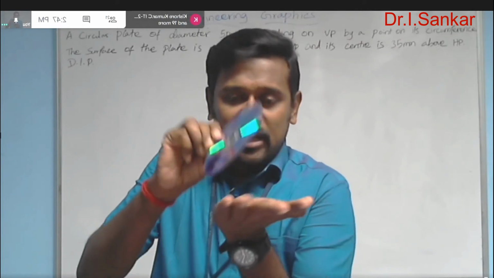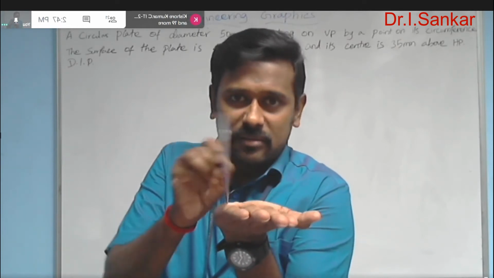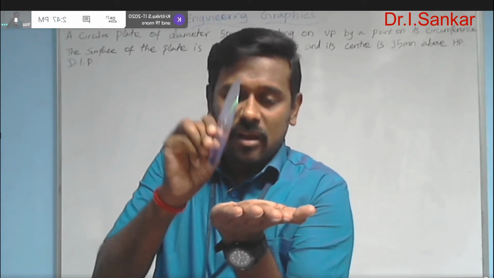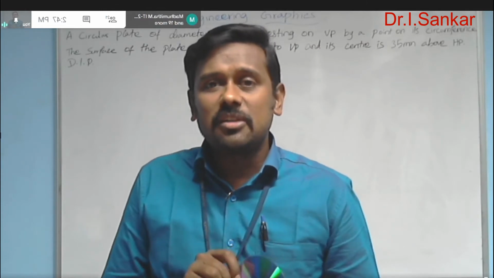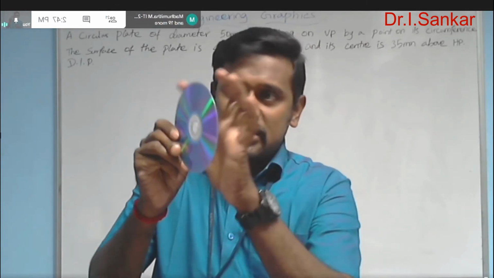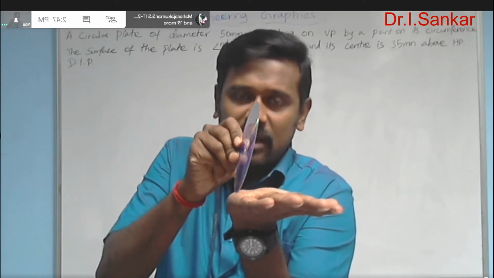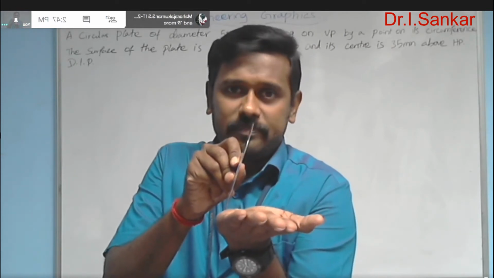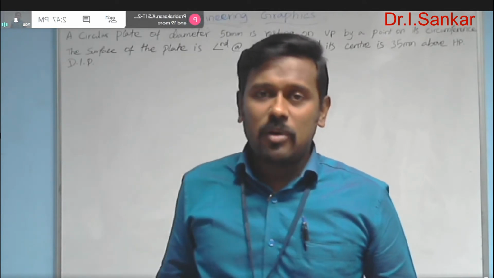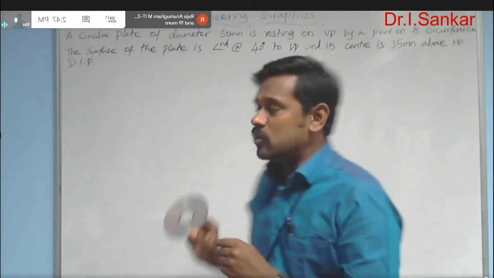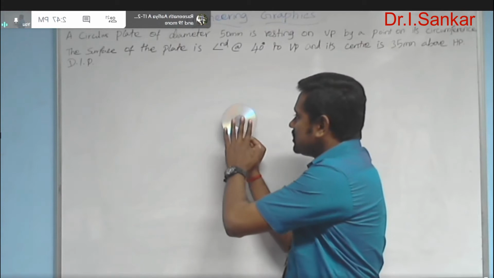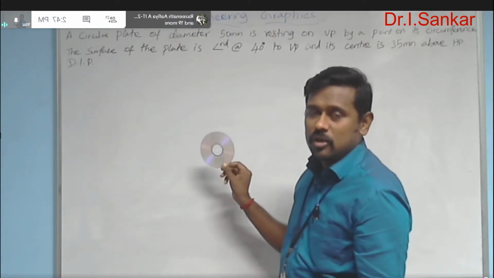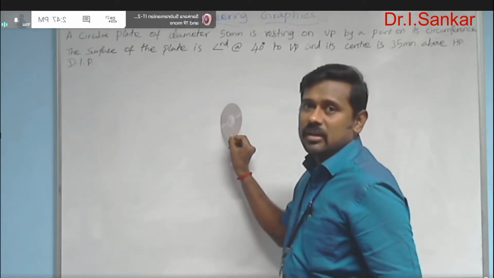Another choice is that it can rest this way. If it rests in that way, the surface of contact is nothing but a point. Only a point on its circumference touches the flat plane. So these two possibilities only exist in the case of a circle. In this problem, the circular plate is going to rest on VP by a point on its circumference, so it is not resting with its surface. The only choice is resting with a point on the circumference.